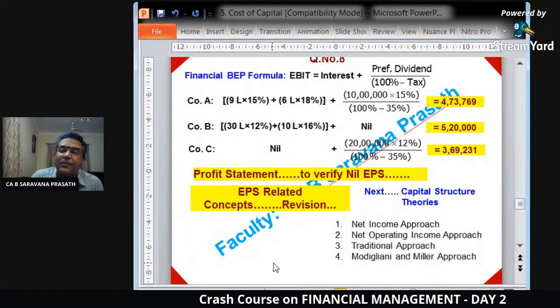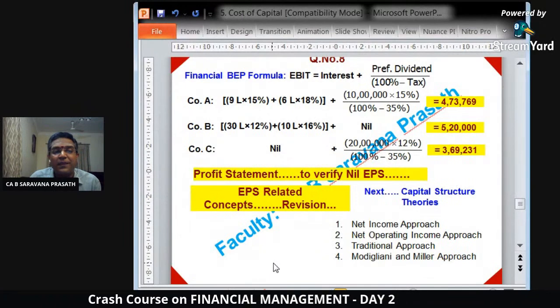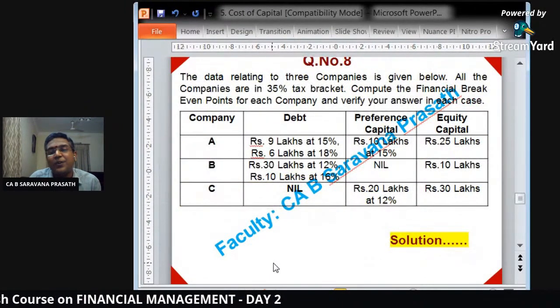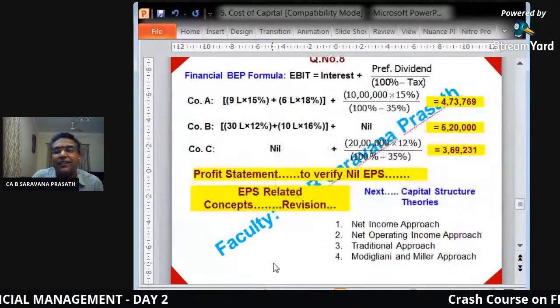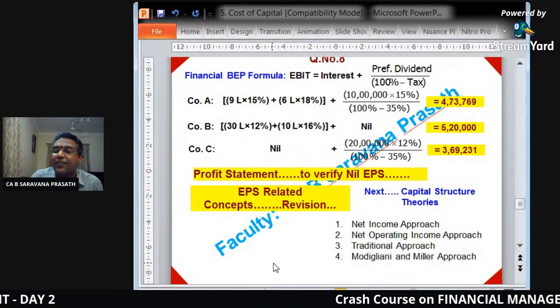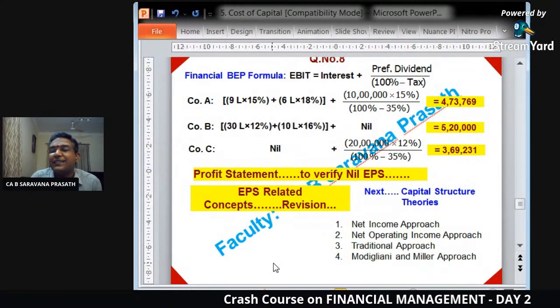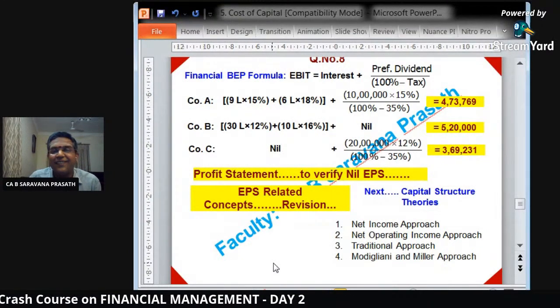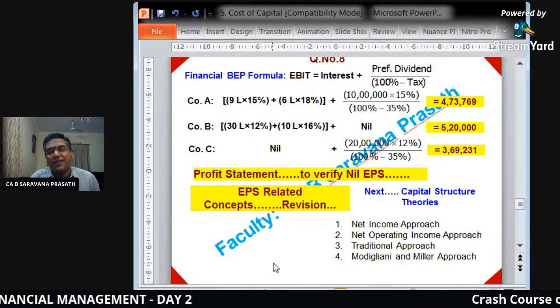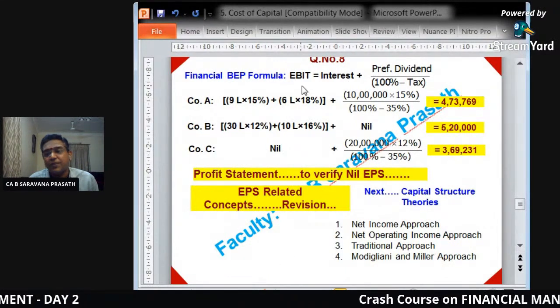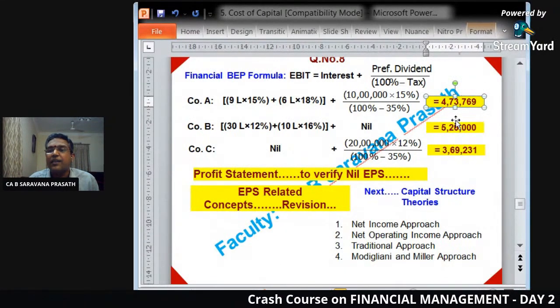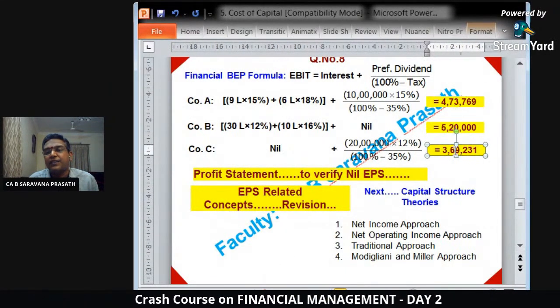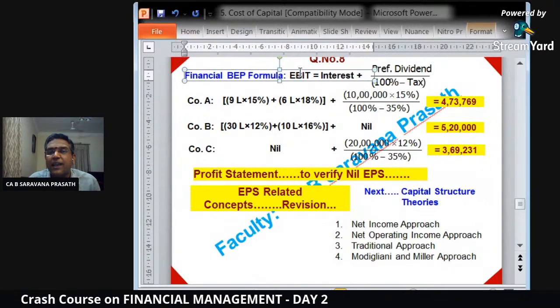Now third company, no debt but only preference capital. 20 lakh into 12% divided by 100 minus 35. The number is equivalent to 3,69,231. So this is the value financial break-even point. Just to repeat, this 473, 520 and 369 are all EBIT levels.